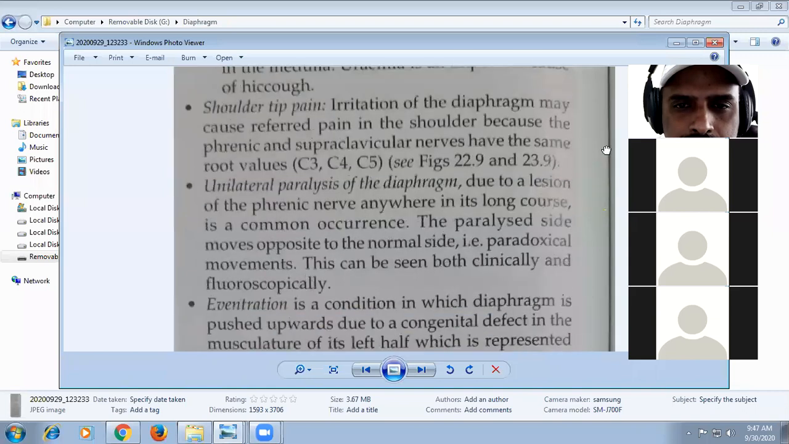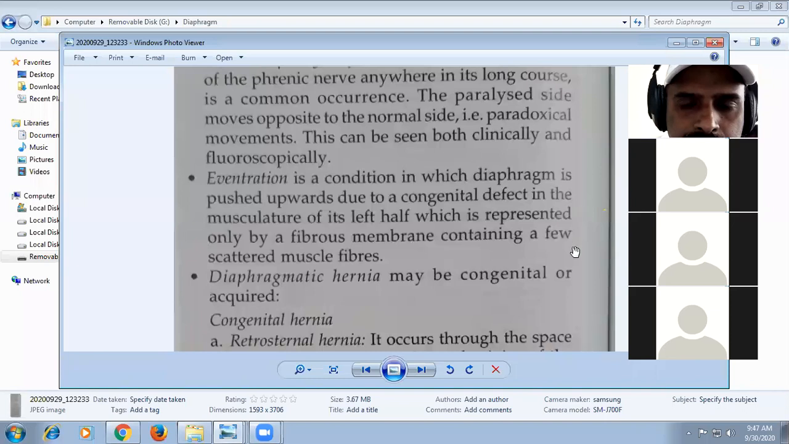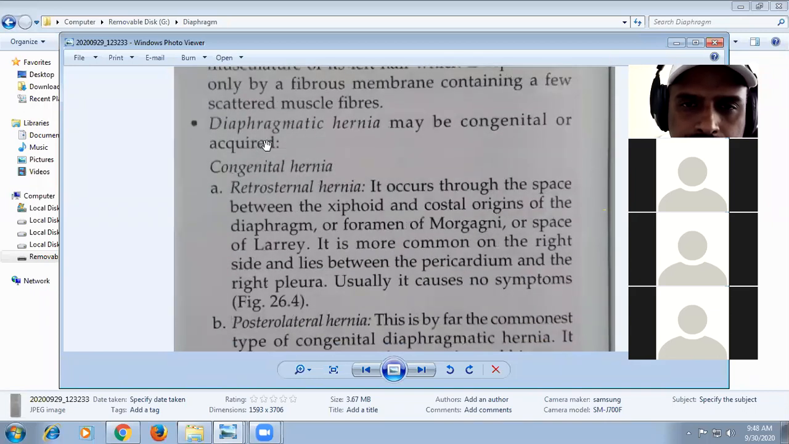Next comes unilateral paralysis of the diaphragm. When the phrenic nerve is damaged or injured, there is paralysis of the diaphragm. It may be on one side, so we have unilateral paralysis of the diaphragm. You have to remember that. Then sometimes we have eventration, a condition in which the diaphragm is pushed upwards due to a congenital defect. During the developmental process, the diaphragm is normally placed between the thorax and abdomen. During development, with congenital defects, the diaphragm is pushed upwards, and that is called eventration.